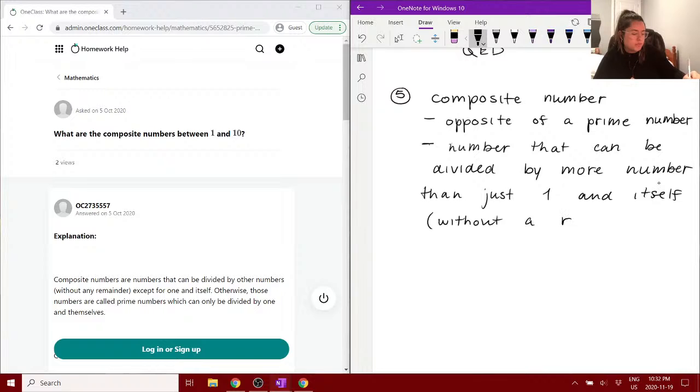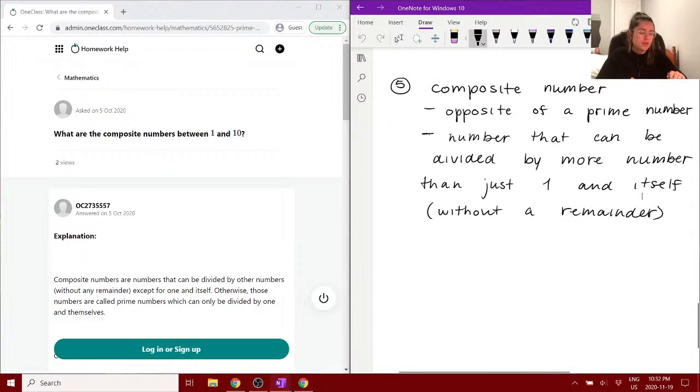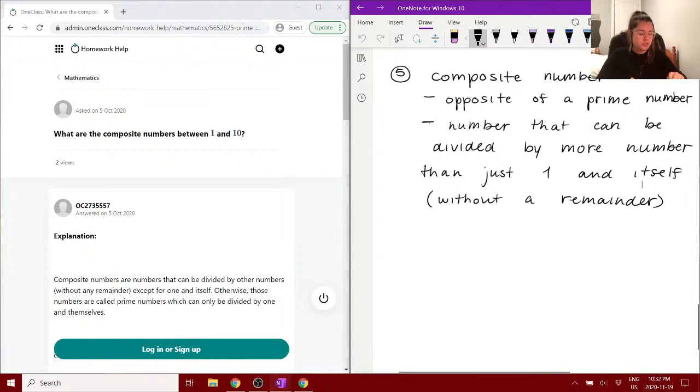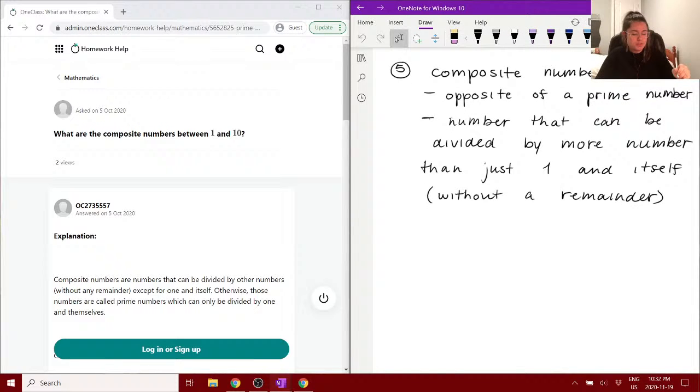Okay, so the reason why before I said that it's the opposite of a prime number is because a prime number can't be divided by anything other than 1 and itself without a remainder, okay? Meaning it won't divide and leave an integer. But a composite number can be divided by more than just 1 and itself and still remain an integer. So let's look at our examples of numbers 1 through 10.